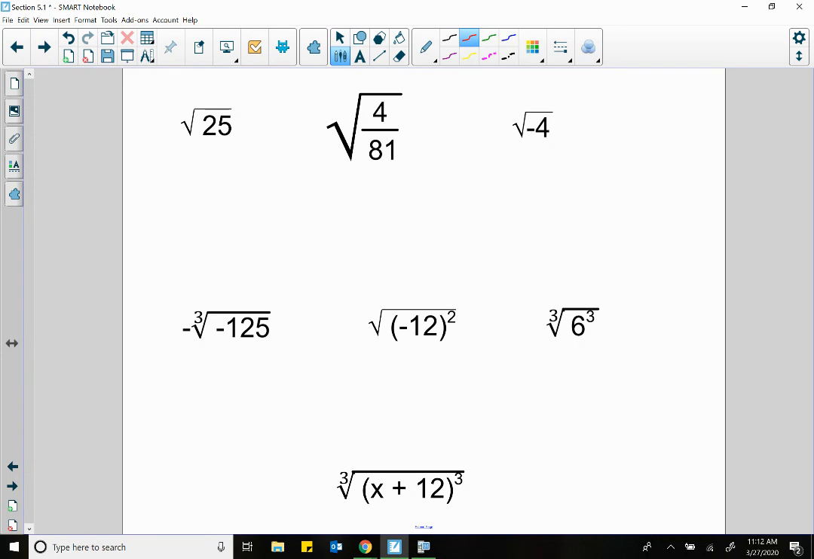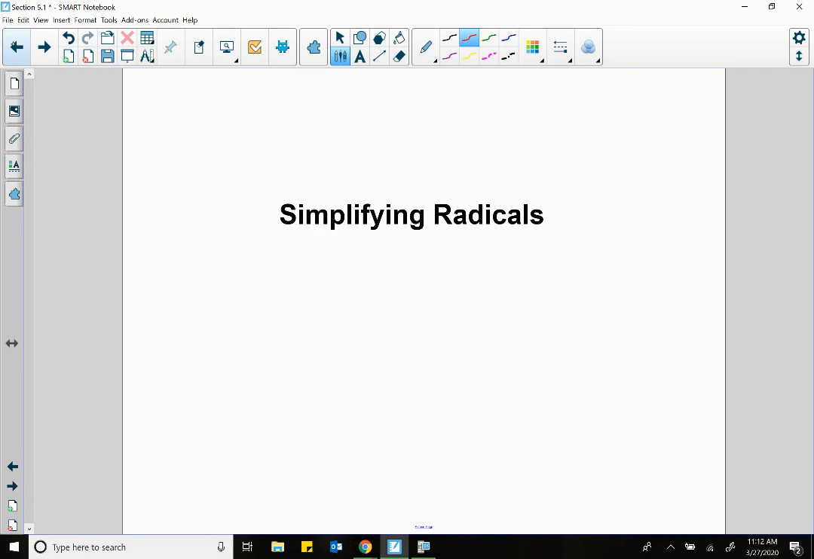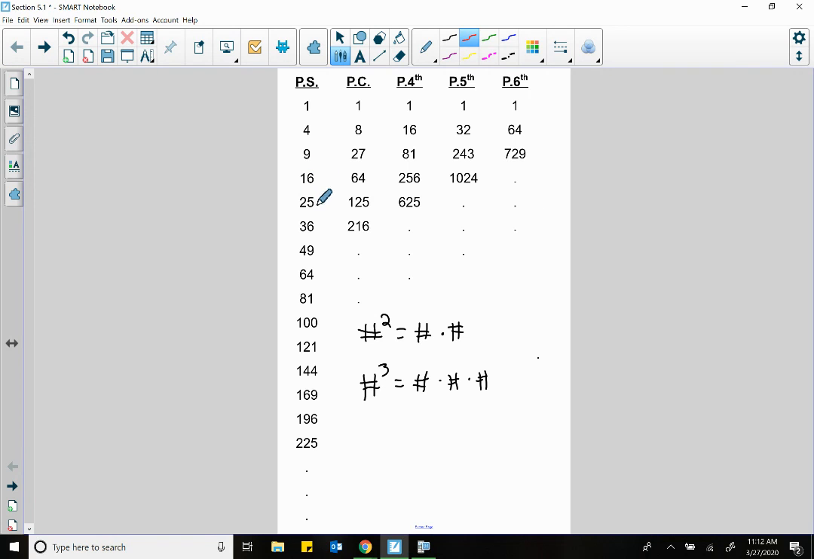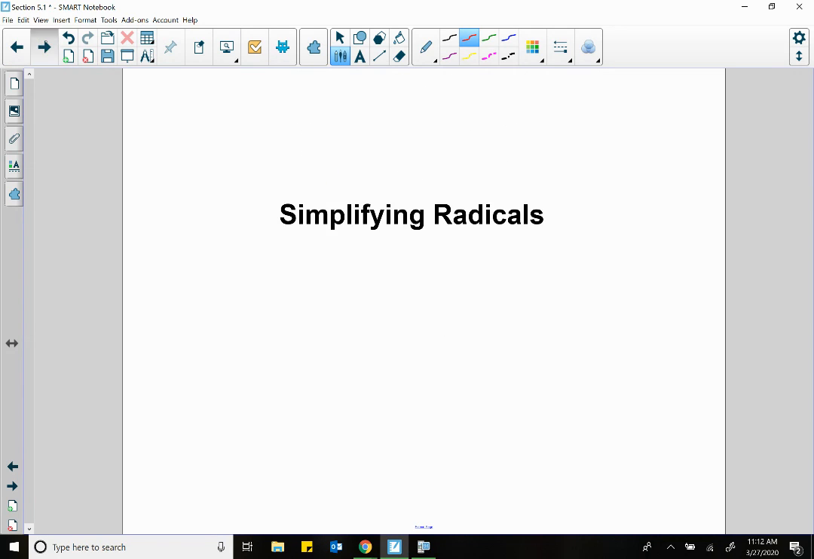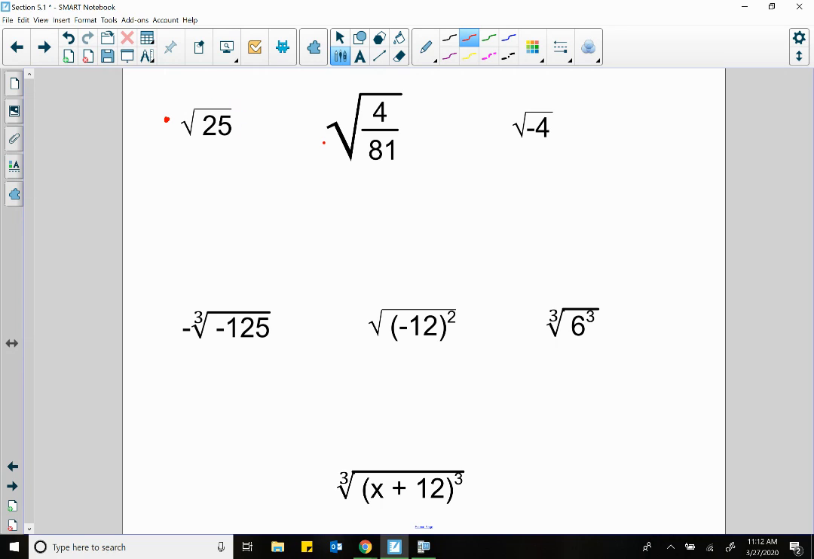So when we look at this, starting with right here, the square root of 25, well, if you go back to our list, you can see 25 is a perfect square. And I know that I want to look at those because this is a square root. When you're dealing with square roots, you'll work with perfect squares. When you're dealing with cube roots, you'll work with perfect cubes. Okay? If you have a fourth root, you'll be working with perfect fourths, and so on and so forth.